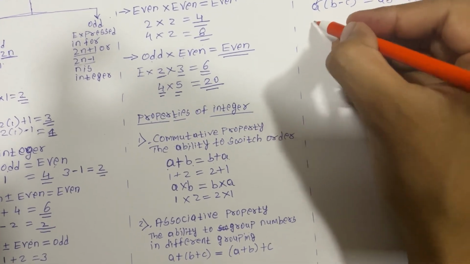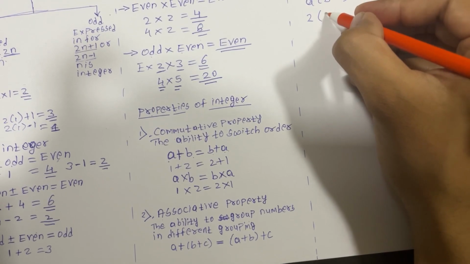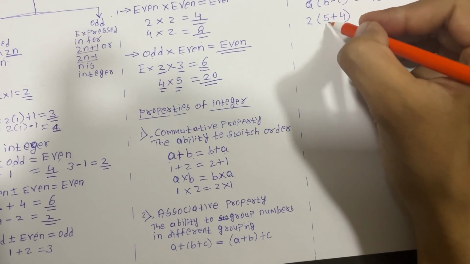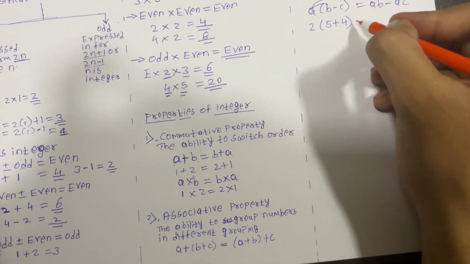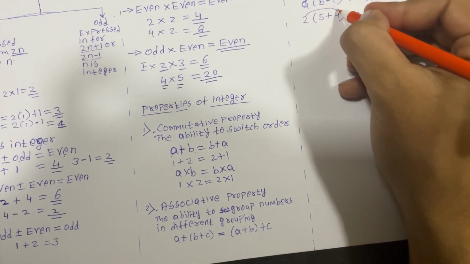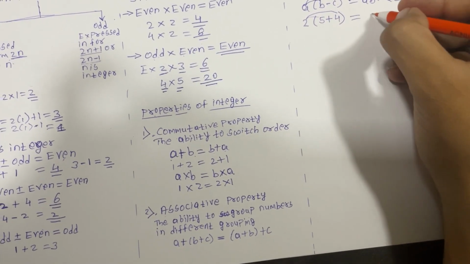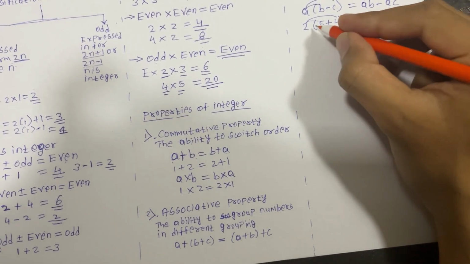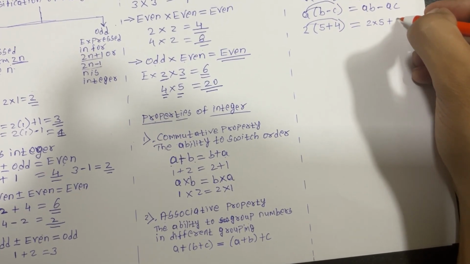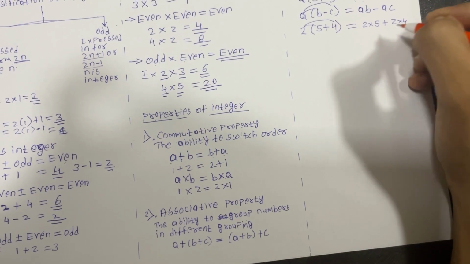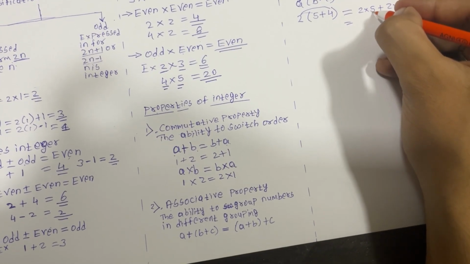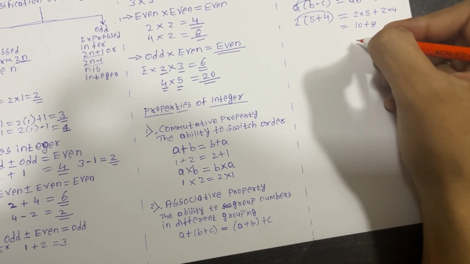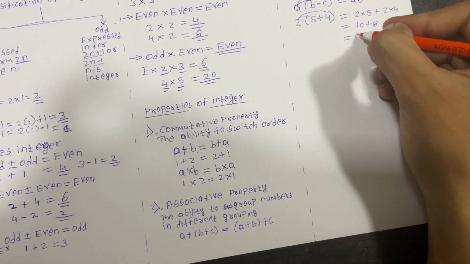Let's take one example. If we are given 2 into 5 plus 4, okay, so we don't have to first add this and then multiply, rather we have to use the distributive property. So 5 into 2 plus 2 into 4. Okay, so this is 5 into 2 is 10, plus 2 into 4 is 8. Okay, so addition will be 18.